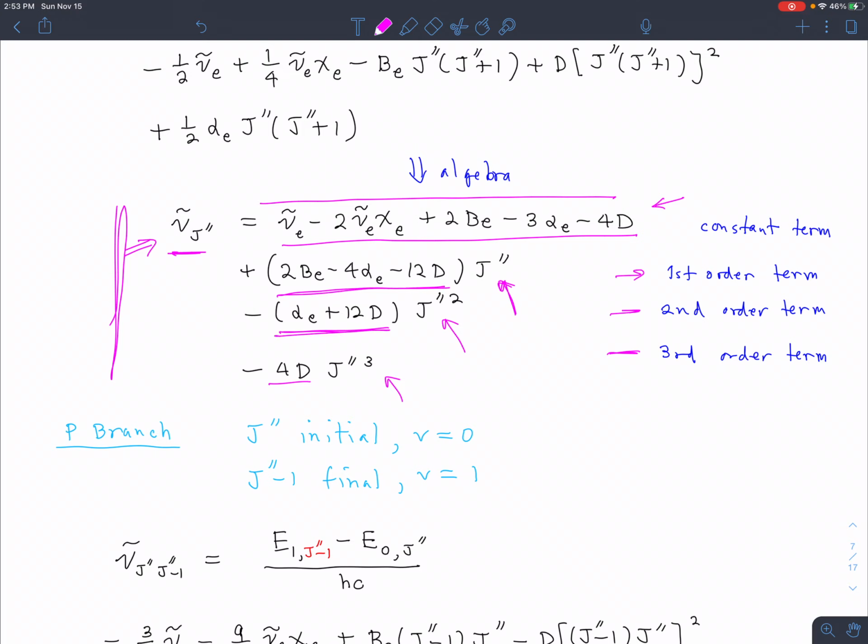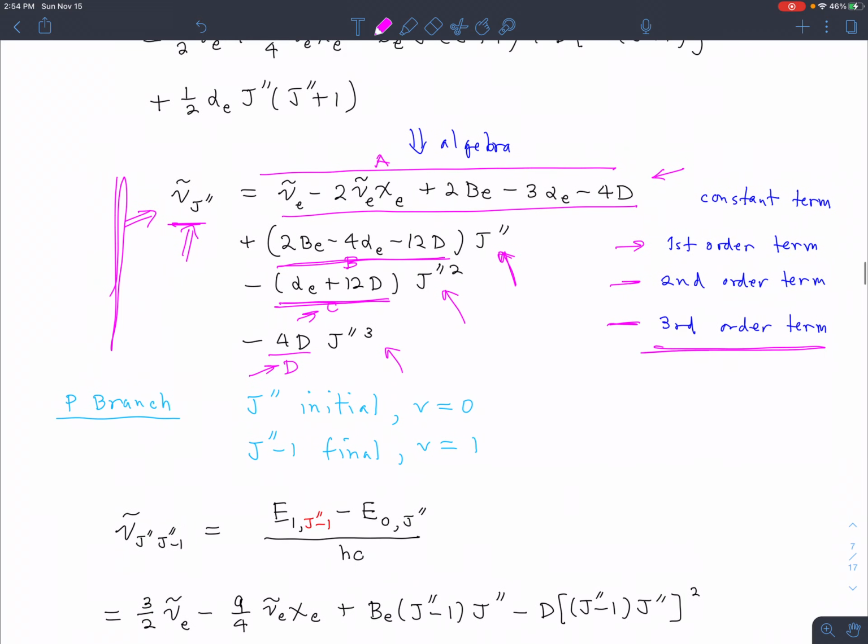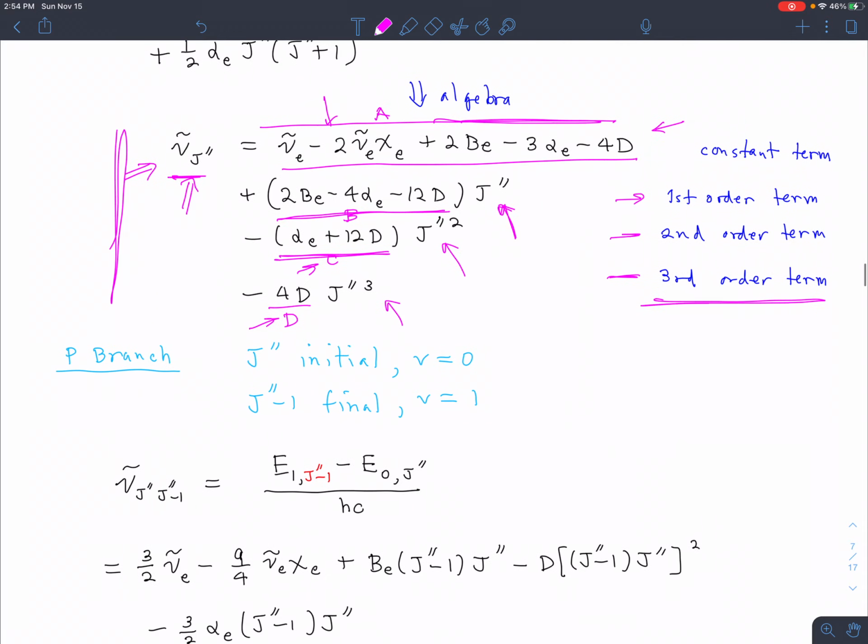Which means that what we're going to want to do eventually is fit this expression to the data for the peak positions with adjustable parameters. You could call this A, you can call this B, you can call this C, and you can call this D. And use Solver or some other tool for making a third order fit to our data in order to extract A, B, C, and D, and from those get the values for all of these quantities that we want.